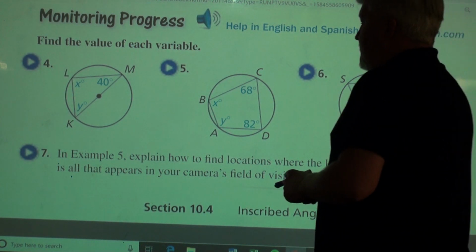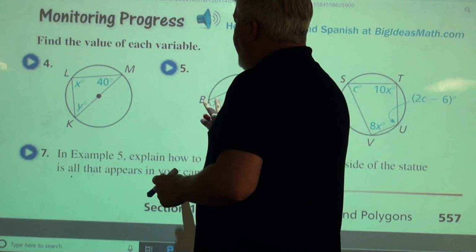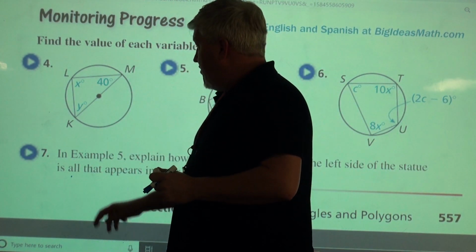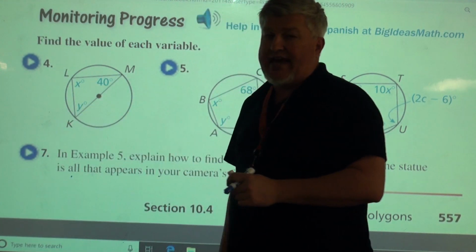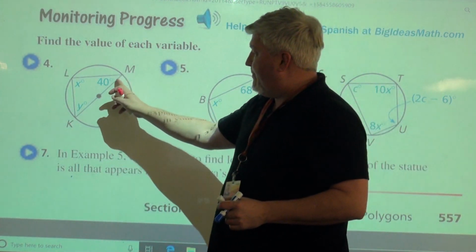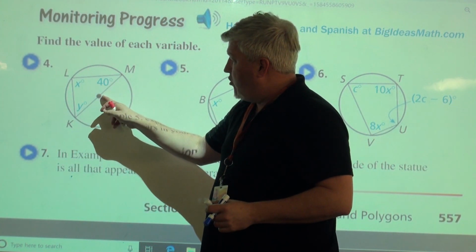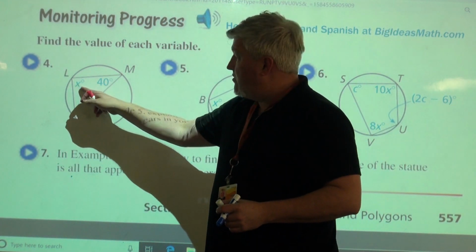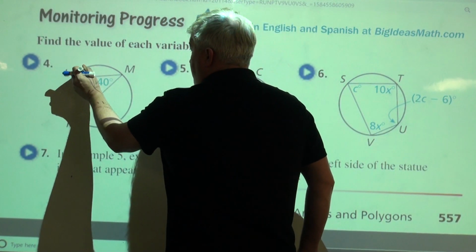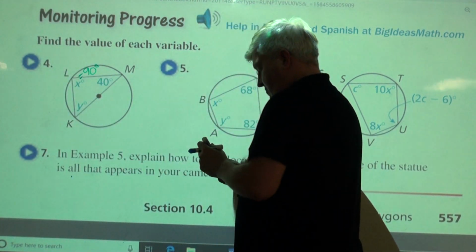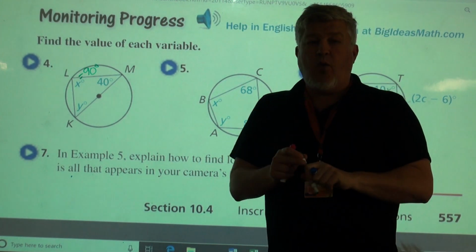Okay, so number 4. Find the value of each variable. We see here we've got a triangle inscribed inside of a circle. One side is the diameter, so that makes it the hypotenuse. The angle opposite the hypotenuse is the right angle, so quite clearly x equals 90. So we just have to solve for y.